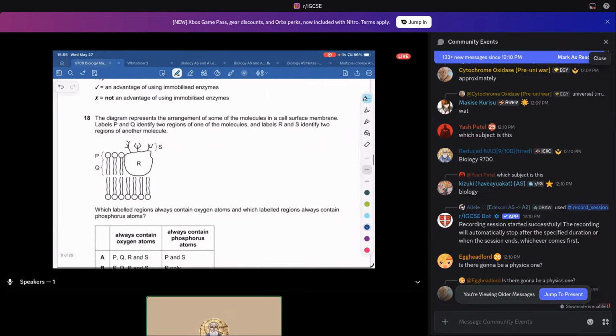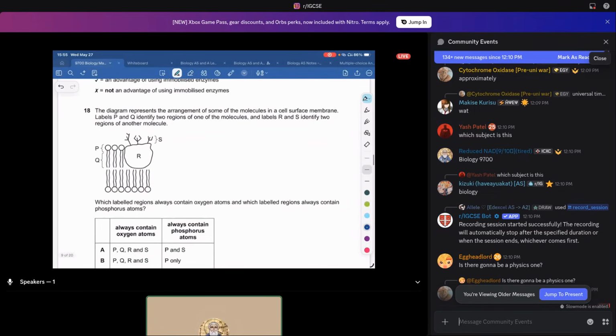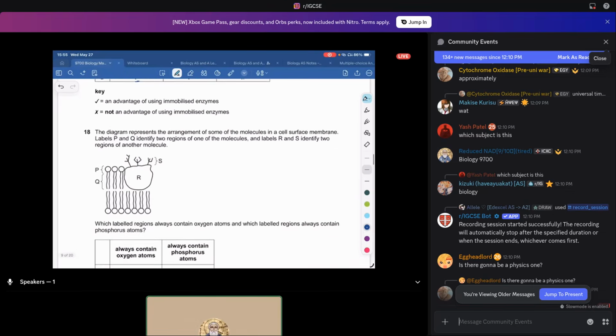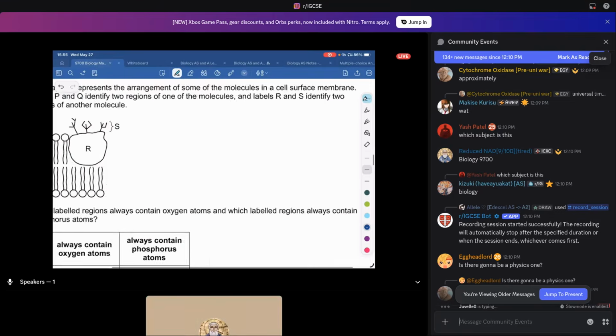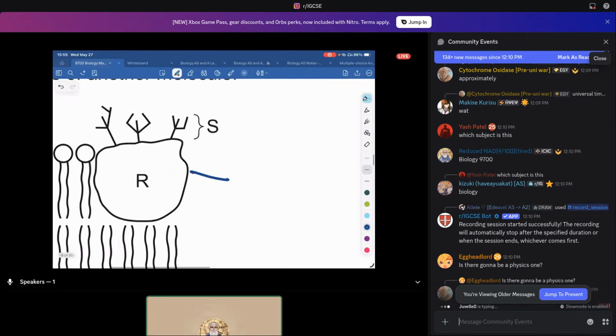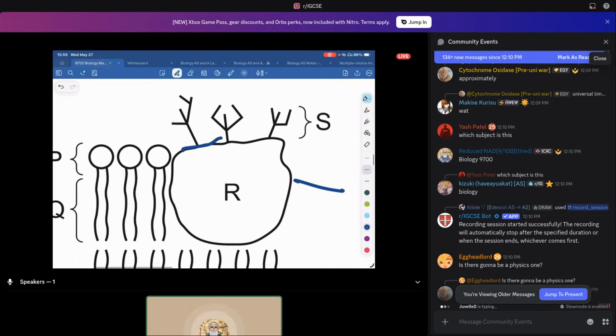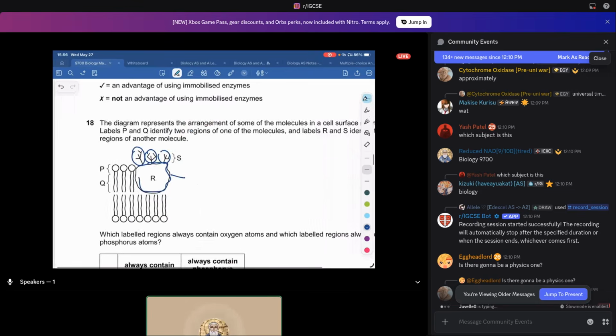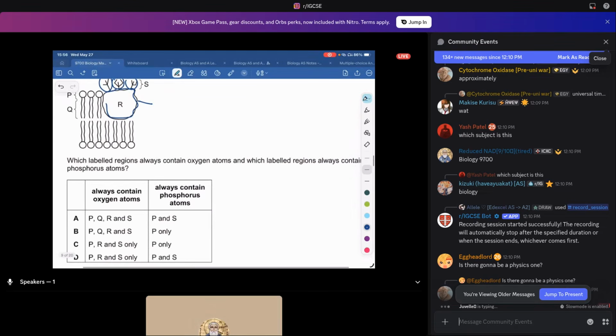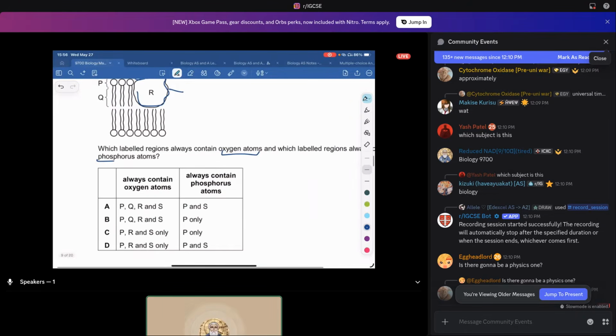Now the diagram represents the arrangement of some of the molecules on the cell surface membrane. P and Q identify two regions of one of the molecules, and R and S identify two regions of another. This is a glycoprotein. Protein because it has a large 3D definite shape and carbohydrate chains on it. So this is a glycoprotein. And this is a normal phospholipid membrane, which always contains oxygen atoms and always contains phosphorus atoms.